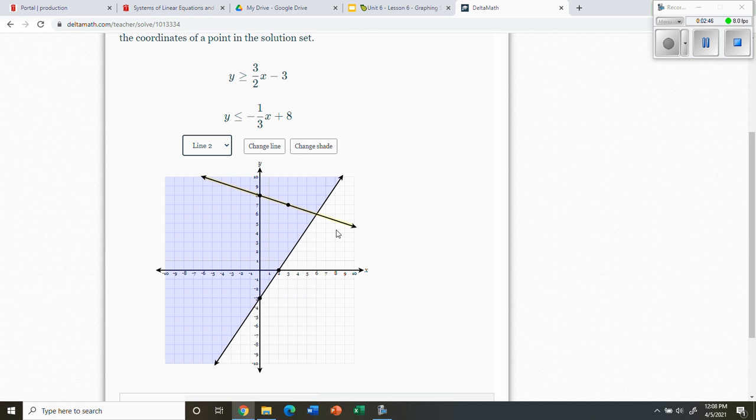So we're looking at the second line, the one that's highlighted in yellow. Notice that it's shade below. Let's say if it was supposed to be above, then it should be shade above. So since it's shade below, we keep it as that.